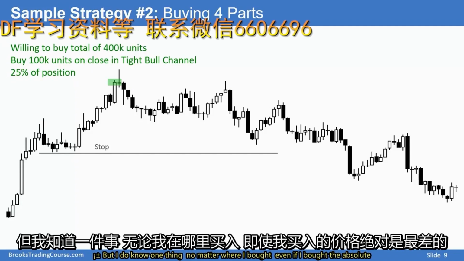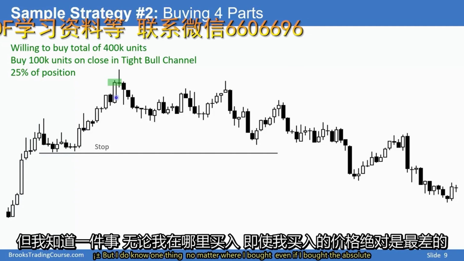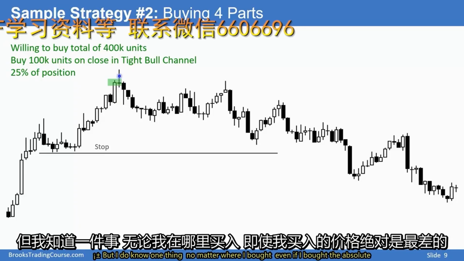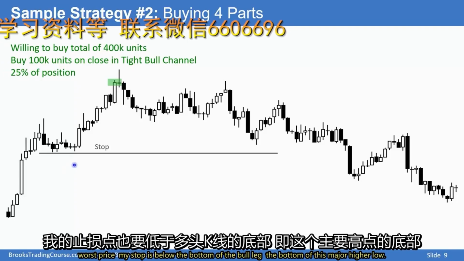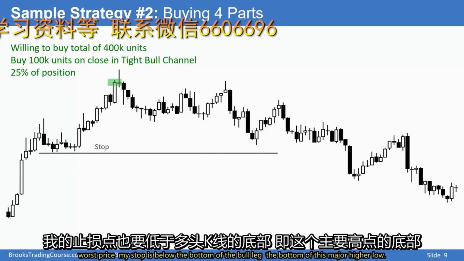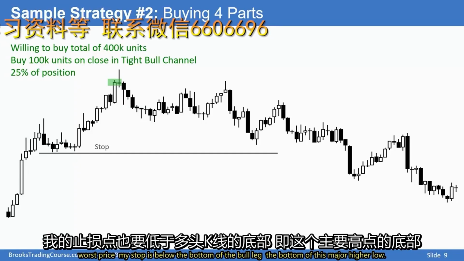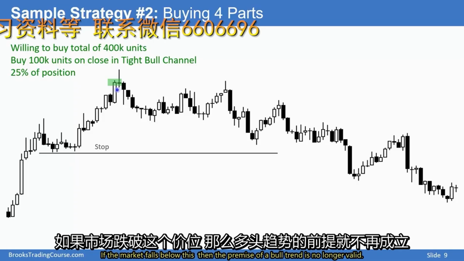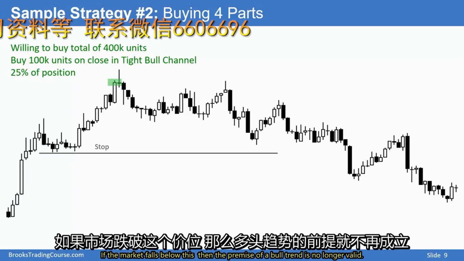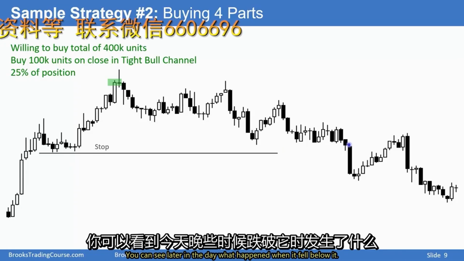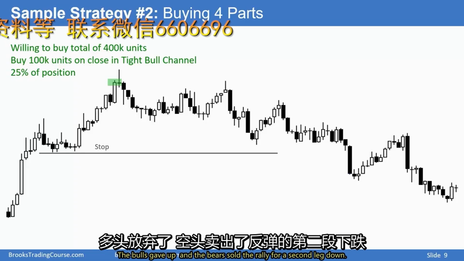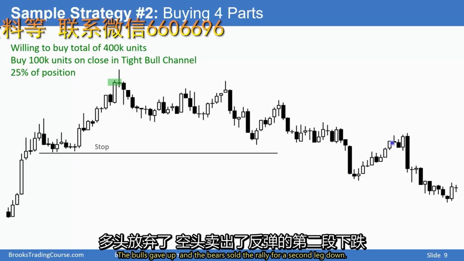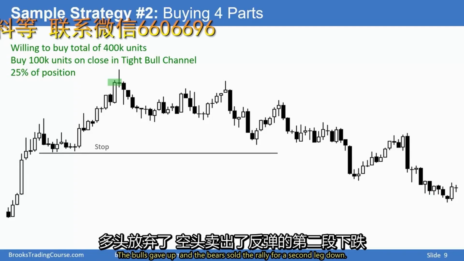But I do know one thing. No matter where I bought, even if I bought the absolute worst price, my stop is below the bottom of the bull leg, the bottom of this major higher low. If the market falls below this, then the premise of a bull trend is no longer valid. You can see later in the day what happened when it fell below it. The bulls gave up, and the bears sold the rally for a second leg down.